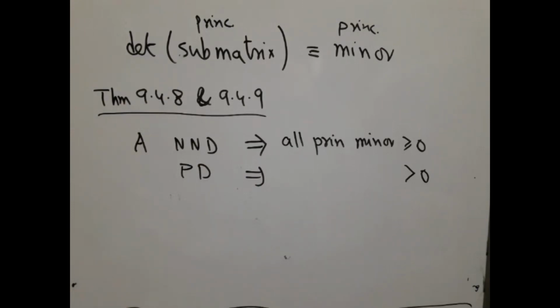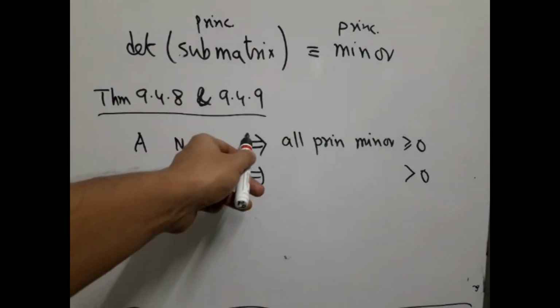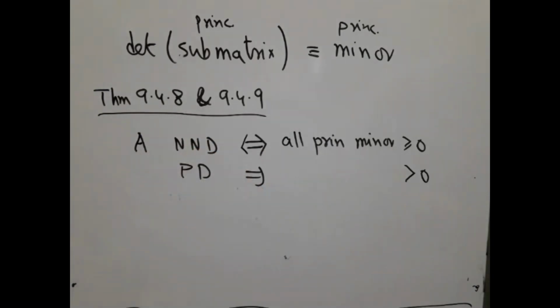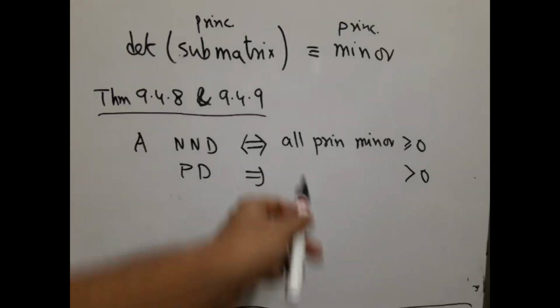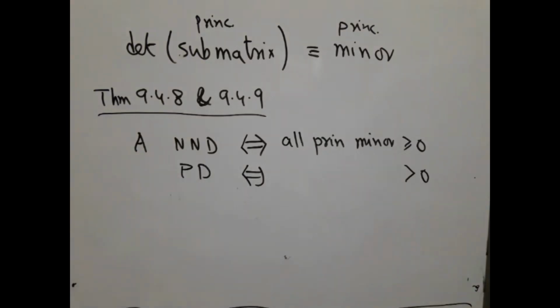In fact, they go a bit further than this. They claim that the reverse implication is also true. So A is NND if and only if all principal minors are greater than or equal to 0. Similarly, A is positive definite if and only if all the principal minors are strictly positive. Let us see how they make these reverse implications.